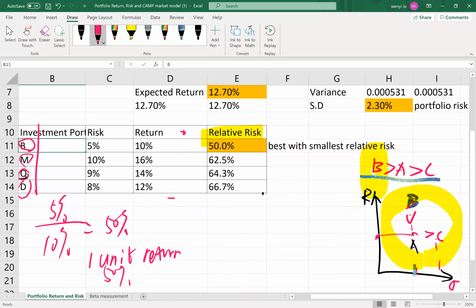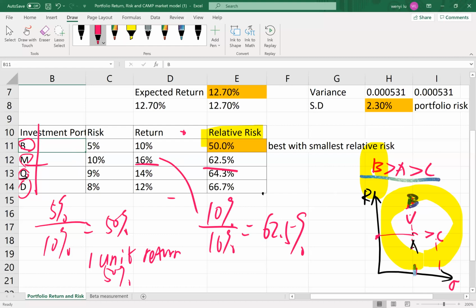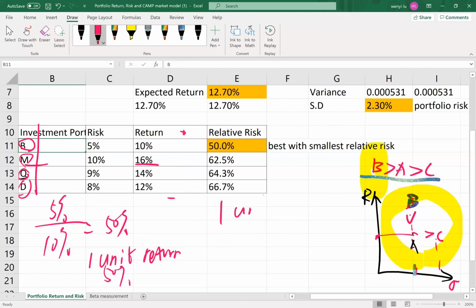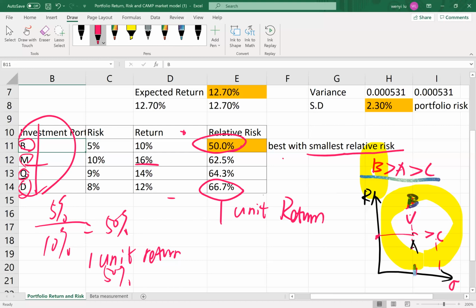For example, for M, for 1% return, the risk will be 32.5%, and for the Q it will be 34.3. D is 36.7. So if you look at these numbers, with 1 unit of return, which one charges the highest risk is this one, and which one has the lowest risk is the B. So B is the best among these four because with the same return, it offers you the lowest relative risk.